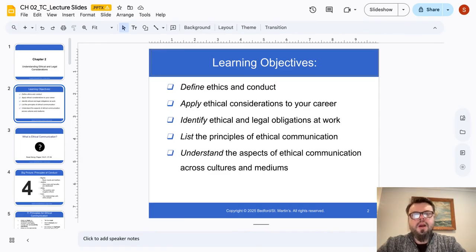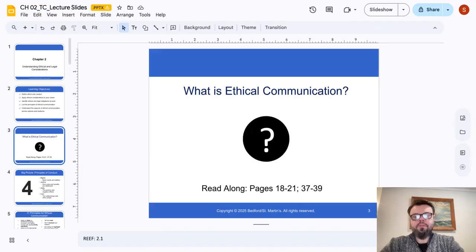Finally, you'll explore how ethical communication becomes more complicated when it crosses cultures and media, especially digital and social media spaces where information spreads quickly and permanently. These objectives aren't abstract. You'll see them appear throughout the course, especially in your major projects. Before we talk about obligations and laws, though, we need a shared understanding of what ethics actually means.